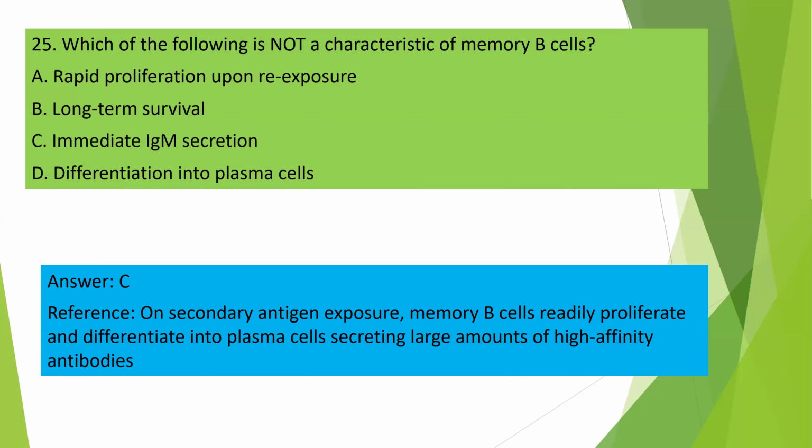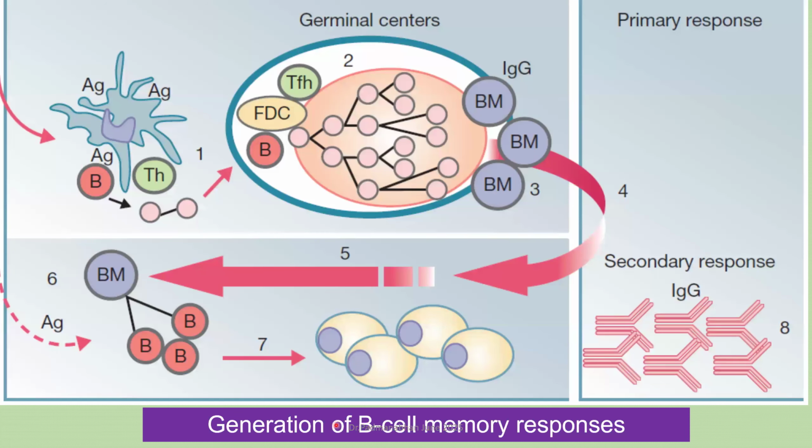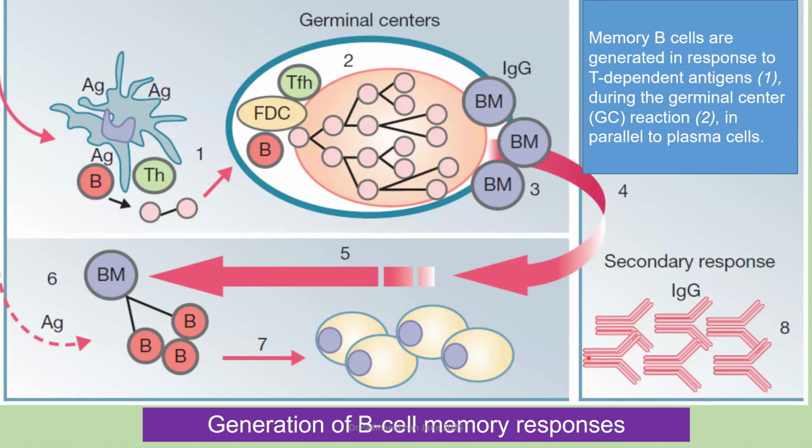On secondary antigen exposure, memory B cells readily proliferate and differentiate into plasma cells secreting large amounts of high affinity antibodies. Secondary response is IgG, primary is IgM, okay? That you should know. We have already said this. I am again and again bringing it up because it shows memory B cells are generated in response to antigen.